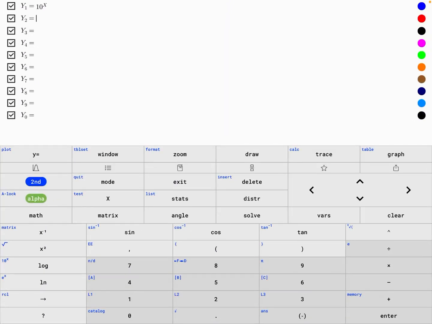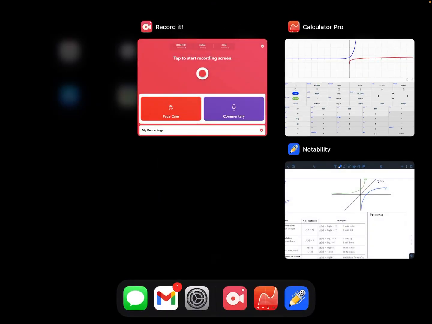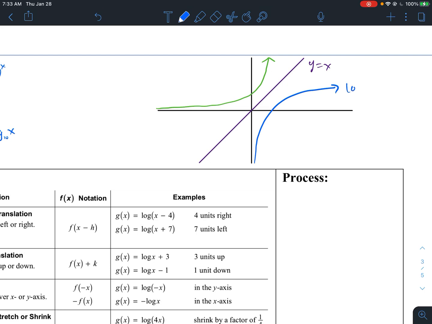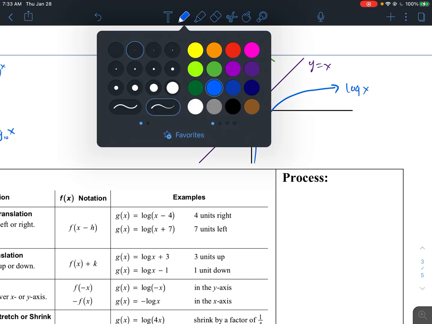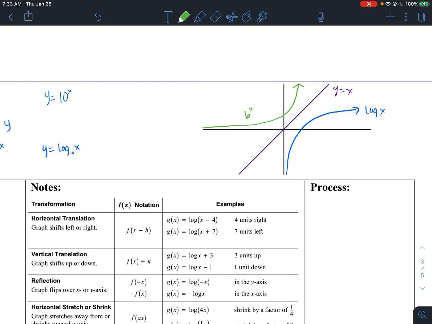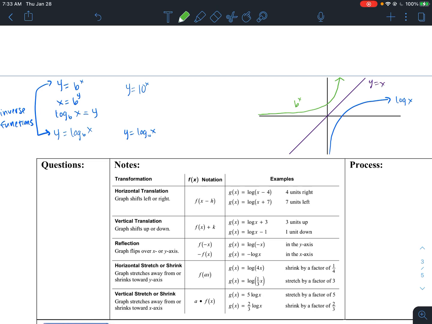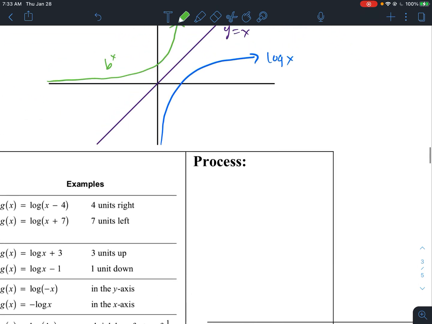So let's see if that's something that we get. Log of x, keeping in mind that your calculator automatically puts in the common logarithm when you use the log button. If I do graph, and there you go, you can see that it's a mirrored function over the line y is equal to x. So this is your log of x function, and this right here is your exponential function, b to the x. That's the comparison between an exponential and a logarithmic function. So this right here is your log function, and this is what we're transforming today.